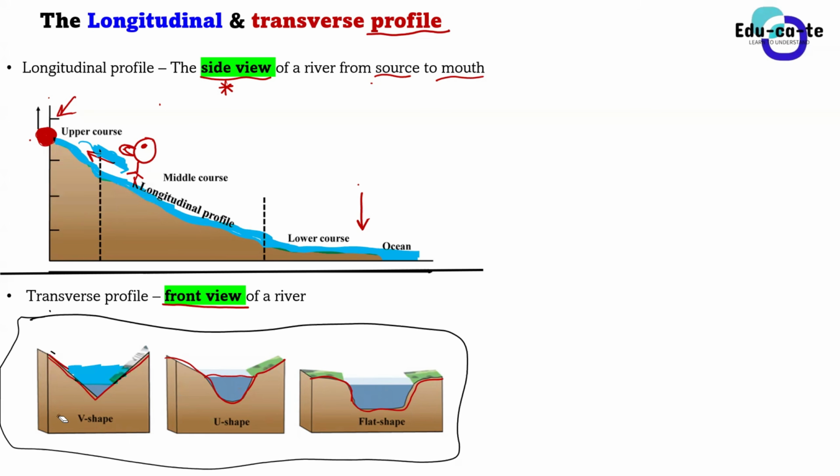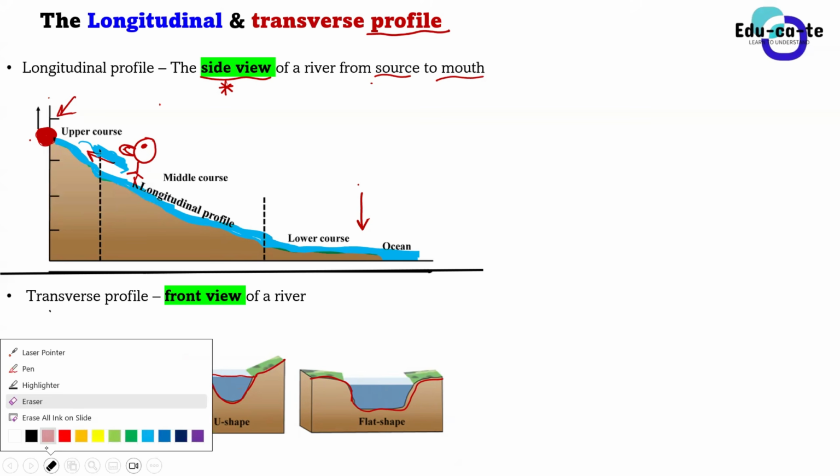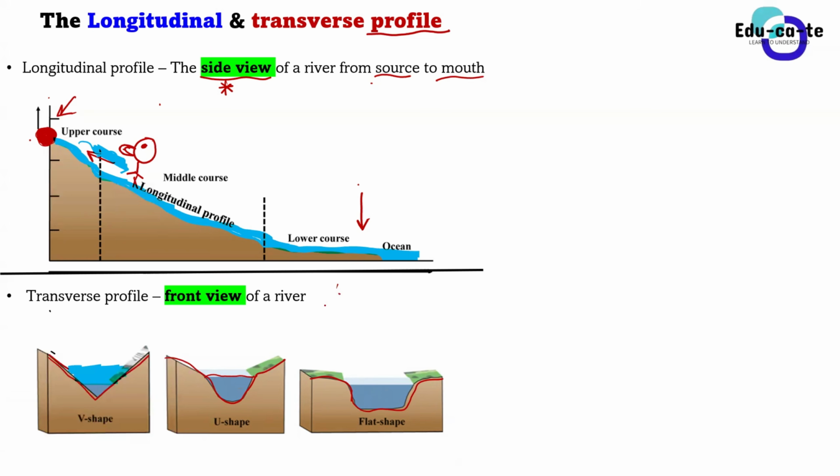But yeah, that's a transverse profile, guys, the front view of a river. The transverse profile is otherwise known as the cross-section, or you can say it's the cross-sectional view of a river. You are inside the river. You are able to see certain things.